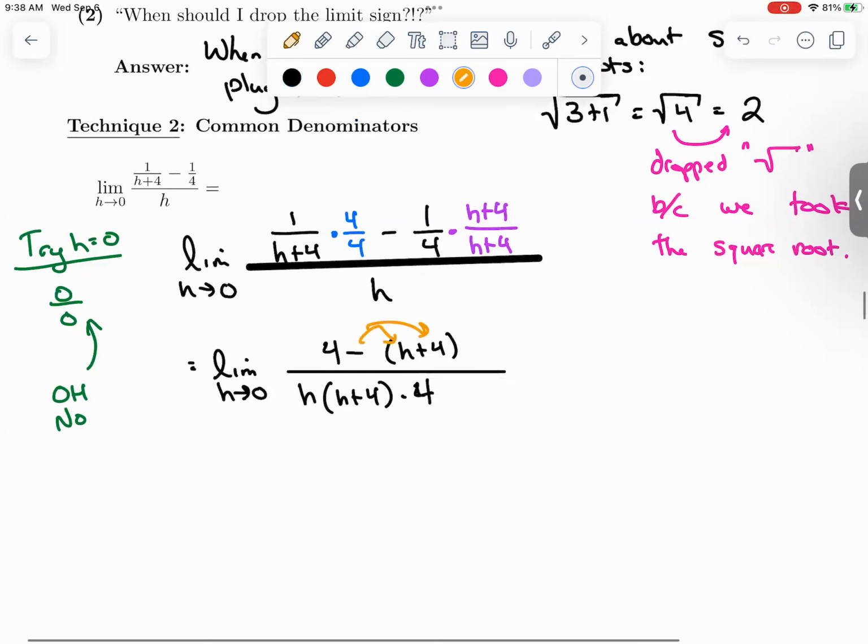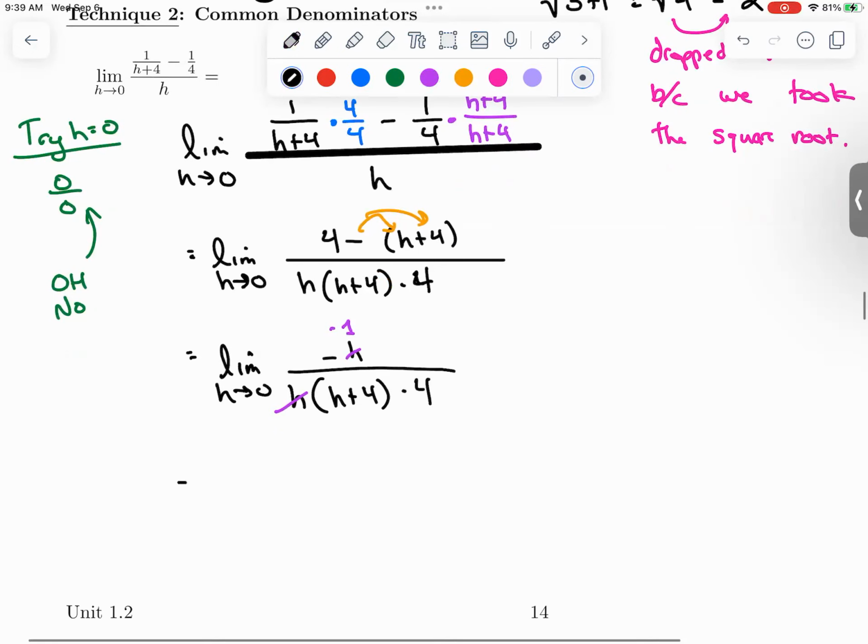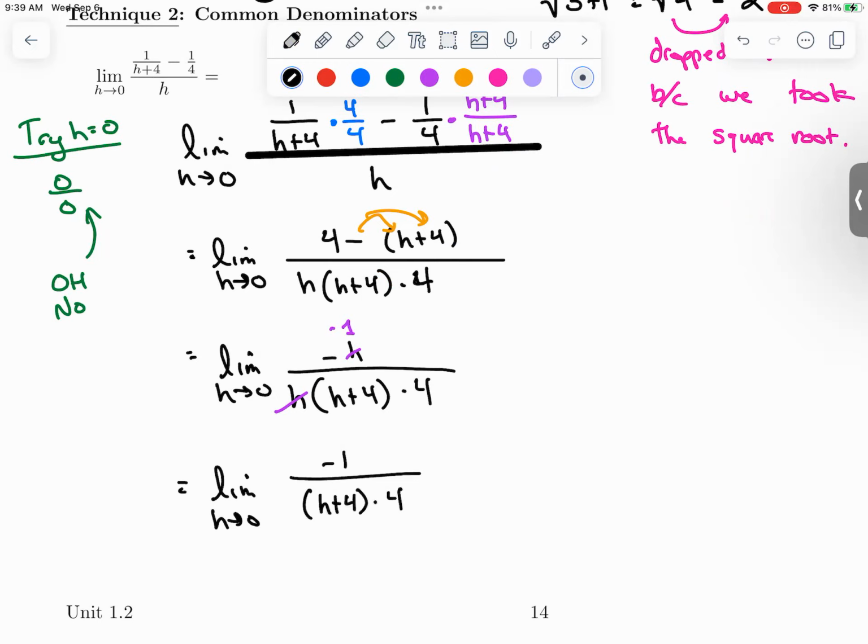And that'll cancel the 4s, and we end up with the limit as h approaches 0 of negative h divided by h times h plus 4 times 4. And isn't that nice? The h's cancel. So we're just left with a -1 up top. So writing it one more time, but you can skip this step if you'd like. So limit as h approaches 0 of -1 over h plus 4 times 4.